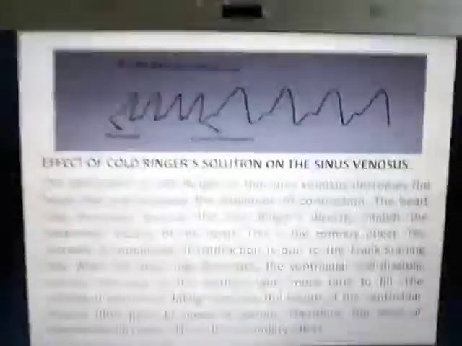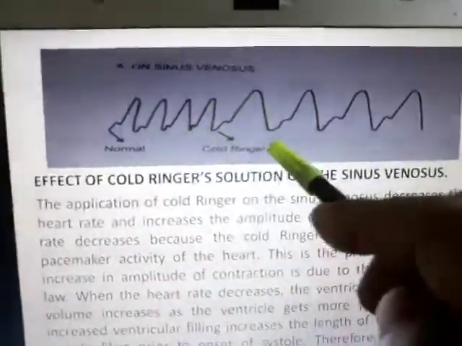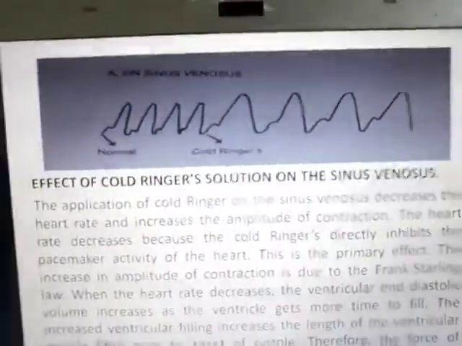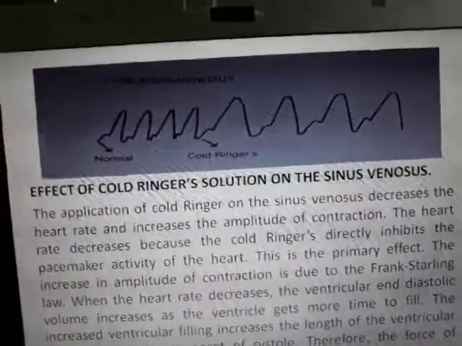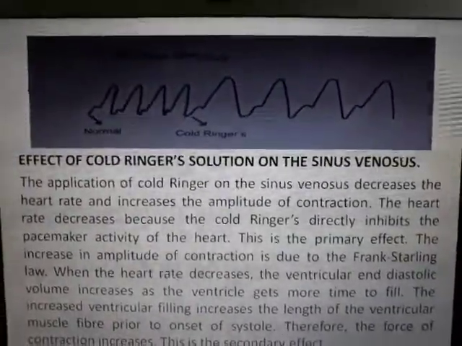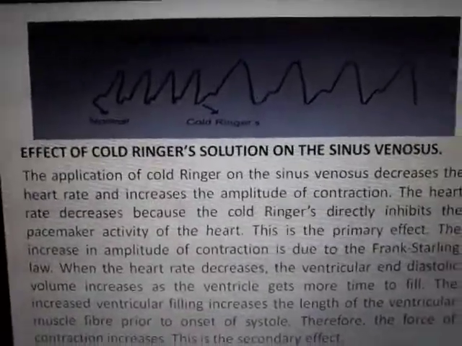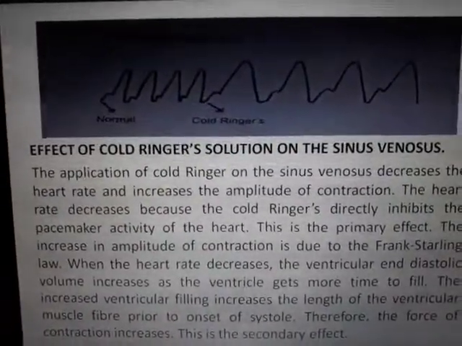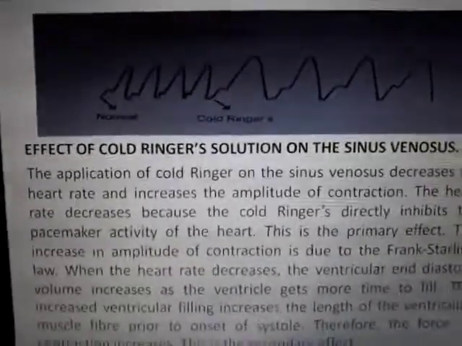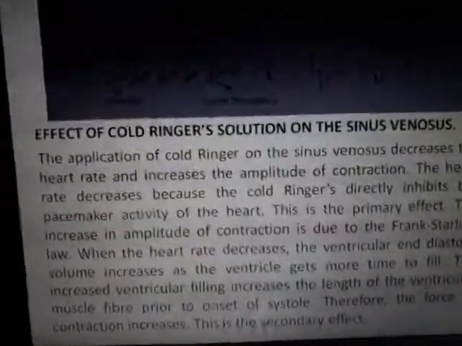Okay, so as the heart rate decreases, there is more time to fill the ventricle, that is more venous return and ultimately more end diastolic volume. So ultimately it will stretch the ventricular muscle fiber to its physiological limit, and according to Frank-Starling law, now the muscle will contract with more force of contraction. You can go through Frank-Starling law once.